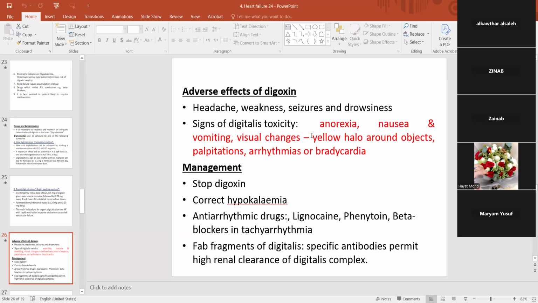As we said, to confirm the diagnosis we have to do an ECG, take a good history, and do investigations for the electrolyte imbalance.